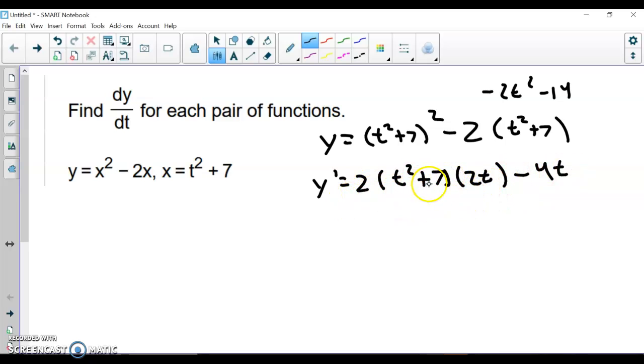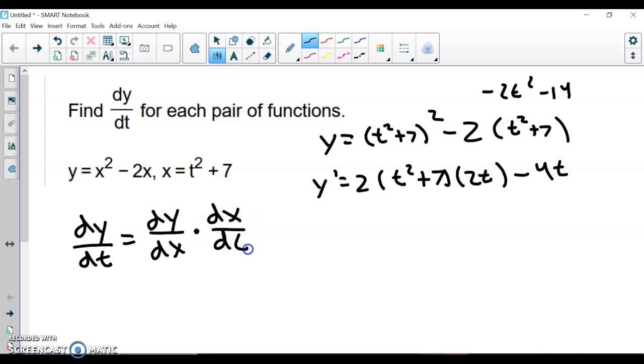Now, another way to do it, and in all actuality the way they are suggesting to find this, is to apply the chain rule in fashion with the fact that if I take the derivative of y with respect to x, because that's how y is stated, and multiply it by the derivative of x, which is stated in terms of t, the result of that product is another way of getting dy/dt, which is what we needed.